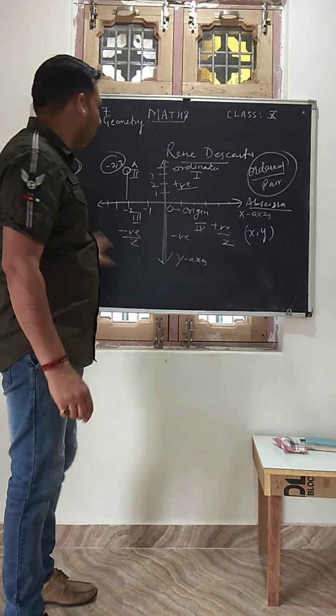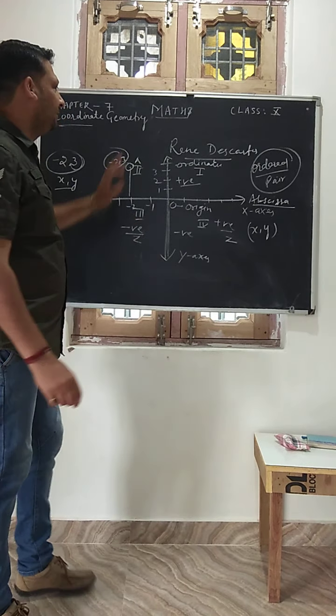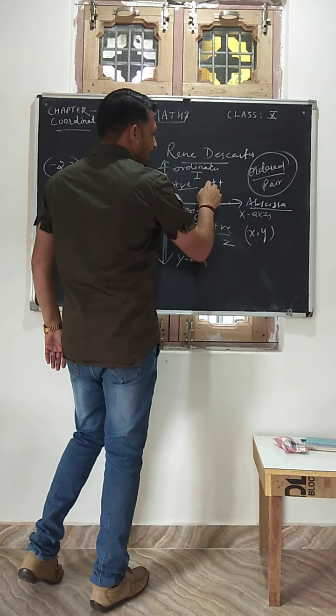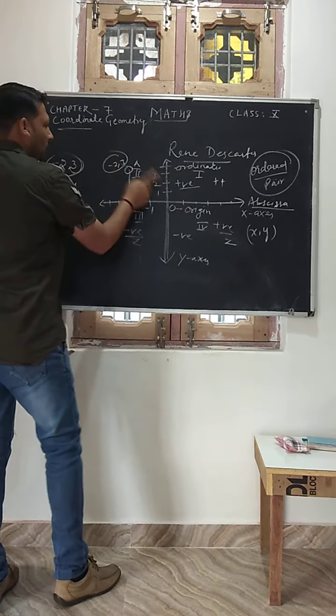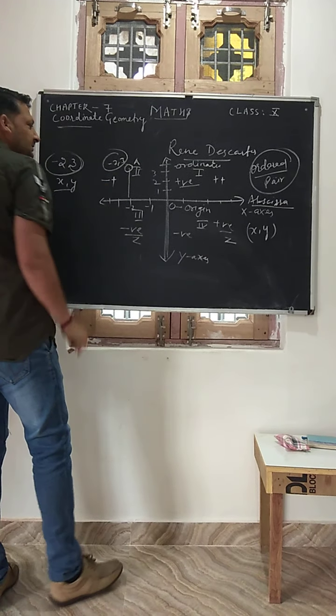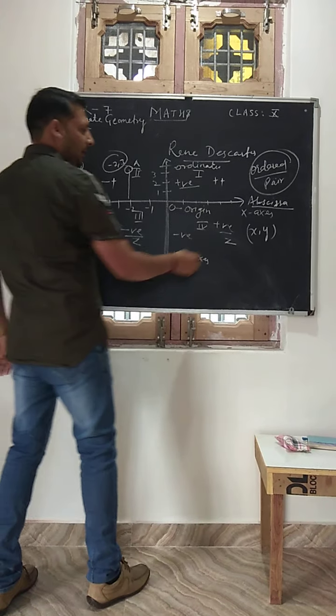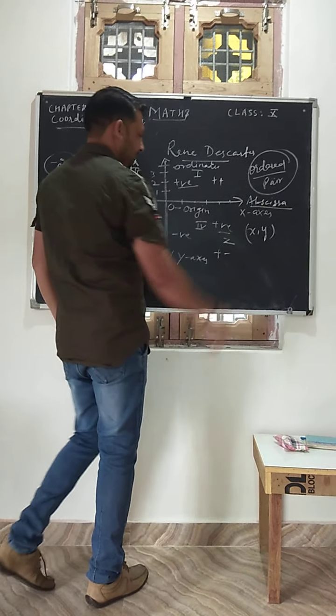Like this we can draw any point on the Cartesian plane. Here is the first quadrant, represented by positive signs: x positive, y positive. Here, minus plus means x will be negative, y will be positive. Here, minus both negative, and here positive and negative.